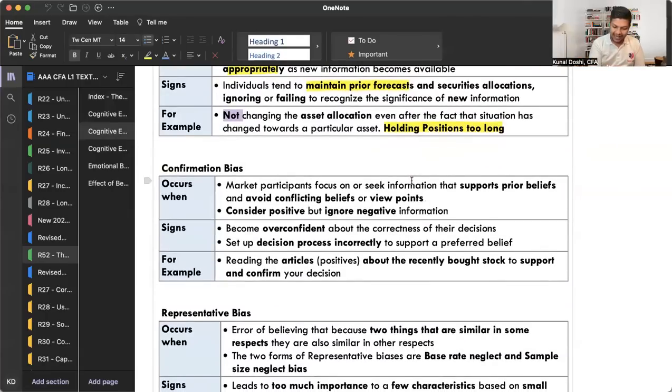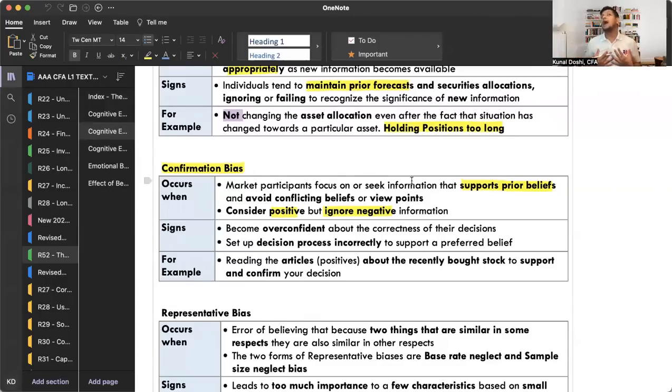Confirmation bias, on the other hand, is very interesting. You've already made up your mind and now you keep on confirming it, right? So market participants focus on or seek information that supports their beliefs and avoid conflicting information. Consider positive but ignore negative information. So let's say I've already decided that I want to defer the exam. I get most of the students these days saying, oh, can we defer the exam because the CFA Institute has provided the option. Now they have already decided that they want to defer the exam, but now they keep on confirming. They ask people, you know what, deferring the exam is better, right? Better, right? They keep on doing it.